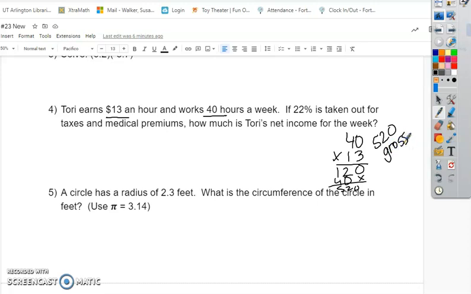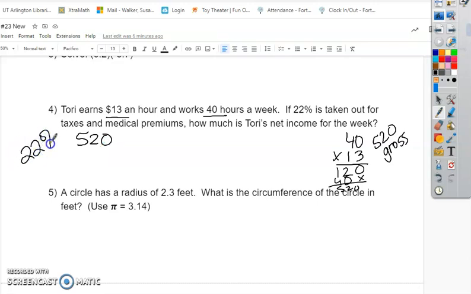Okay, y'all know we don't get to keep all that, right? The government gets their piece. So the government is going to take 22%. Now, not all of it is the government. Some of it is for medical premiums, so that your parent or grandparent or aunt, uncle, whoever takes care of you, so that they have an insurance card.